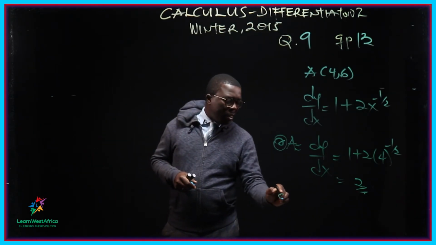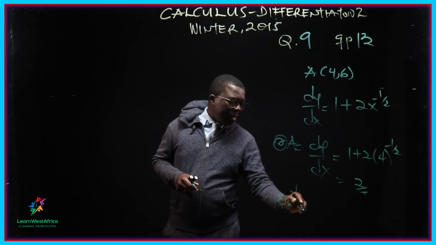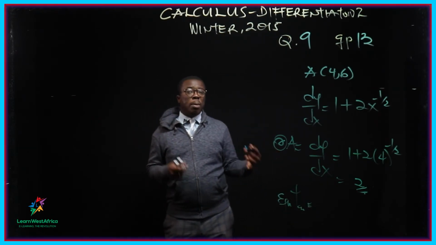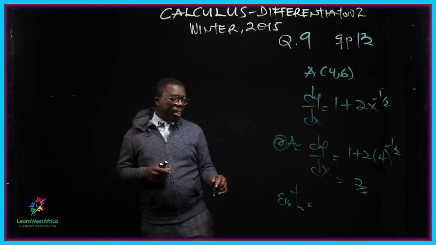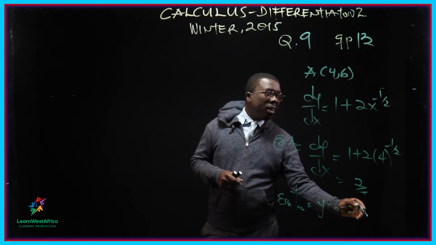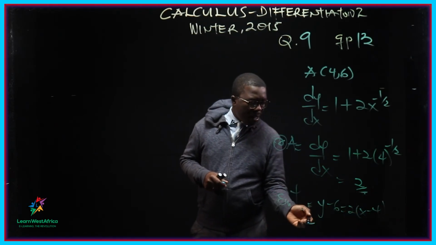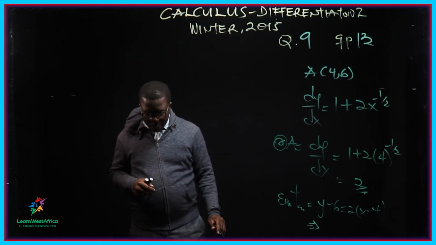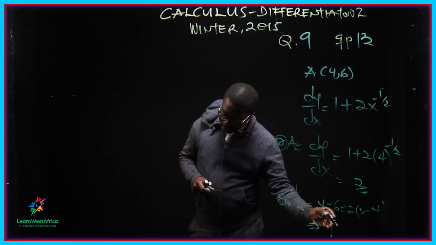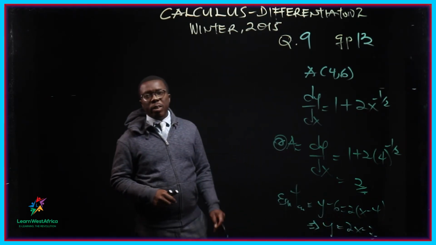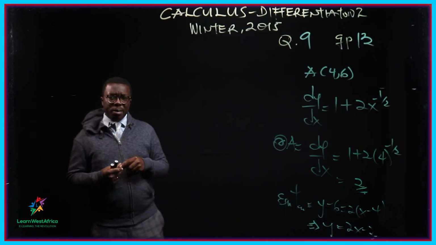So equation of the tangent, using y minus y1 equal to m into brackets x minus x1. Bear in mind that we are using point A. You're going to have y minus 6 is equal to 2 into brackets x minus 4. All right? Okay, so what happens? Our tangent is going to give us y equals 2x minus 2. So this is the tangent of the curve at point A.